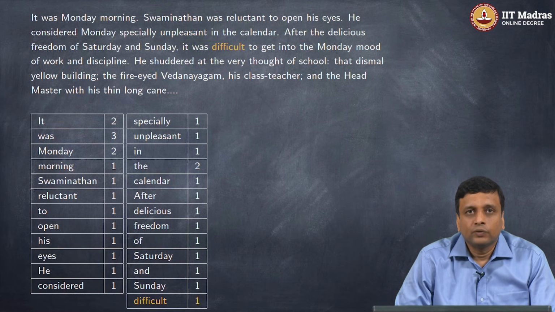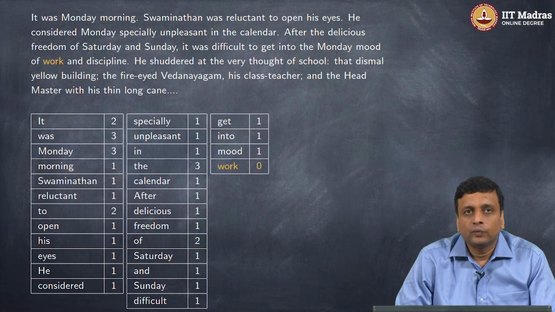Difficult is new. To we have seen before. So, it goes from 1 to 2. Get is new. Into is new. The we have seen before. So, it goes from 2 to 3. Monday comes now for the third time. So, Monday goes from 2 to 3. Mood is new. Of we have seen before. So, of goes from 1 to 2.